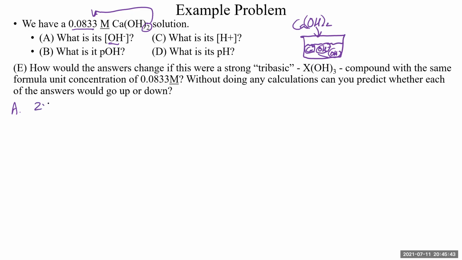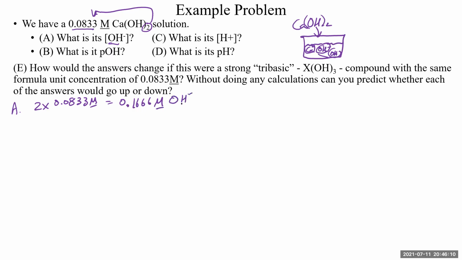So A is going to be 2 times 0.0833 molar, and that's going to be 0.1666 molar. And again, let me double check my work here because I don't trust myself, nor should you. I mean me. 0.1666, yeah, molar.